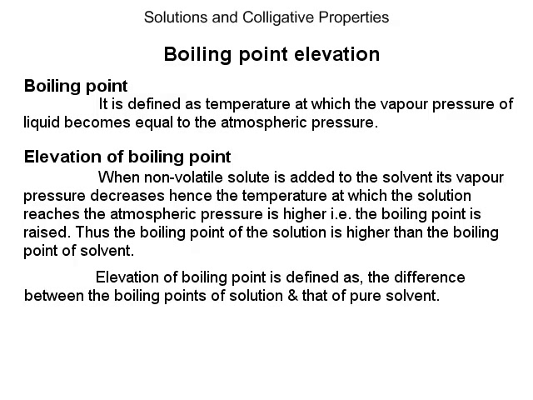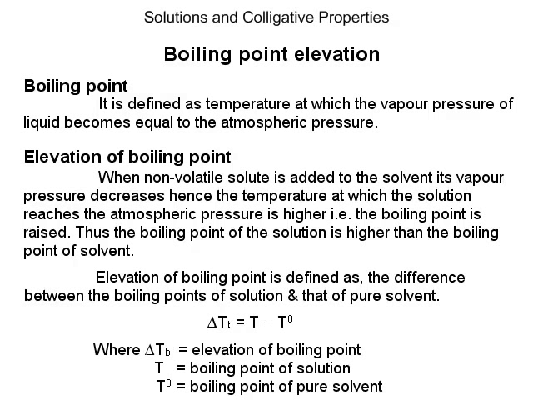Elevation of boiling point is defined as the difference between the boiling points of solution and that of pure solvent. ΔTb is equal to T minus T0, where ΔTb is equal to elevation of boiling point, T is equal to boiling point of solution, and T0 is equal to boiling point of pure solvent.